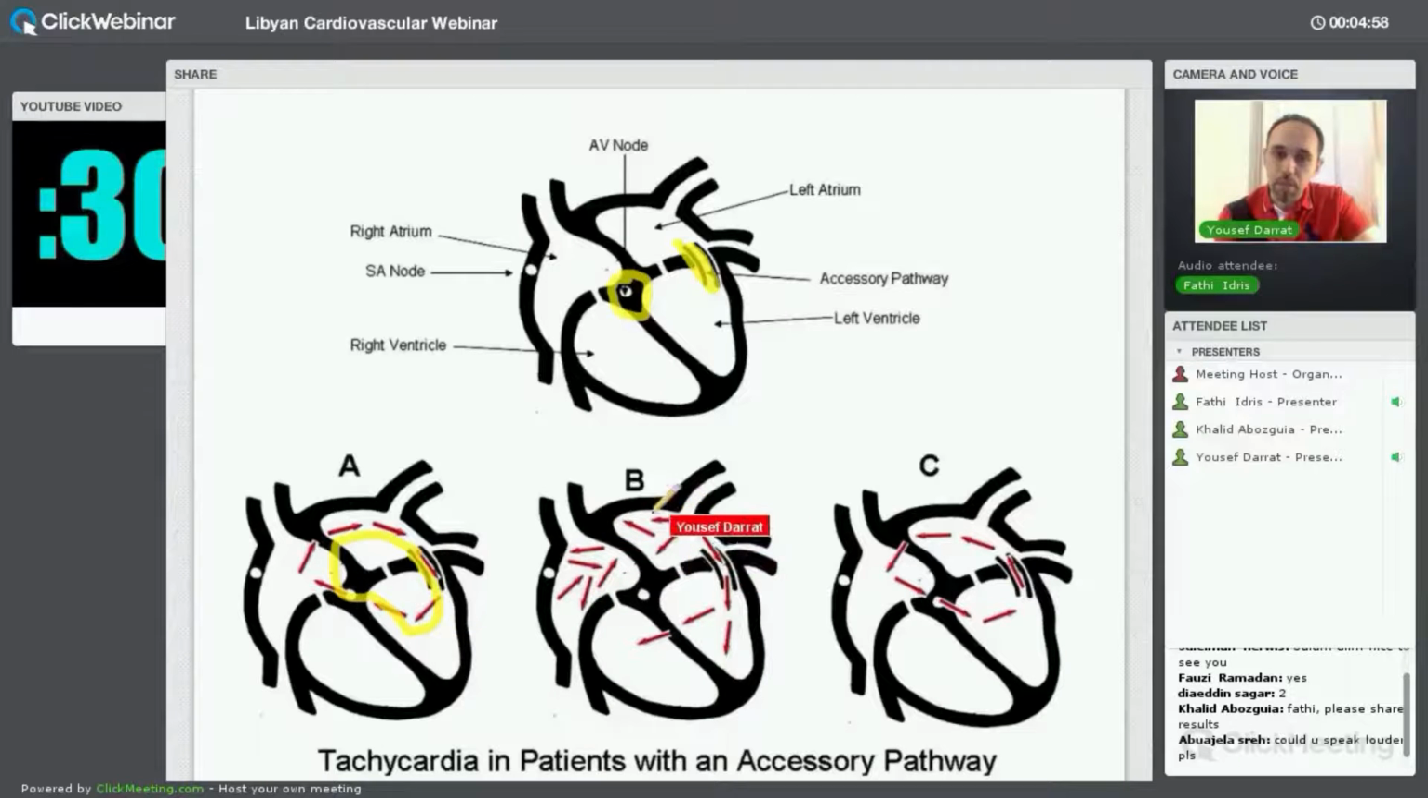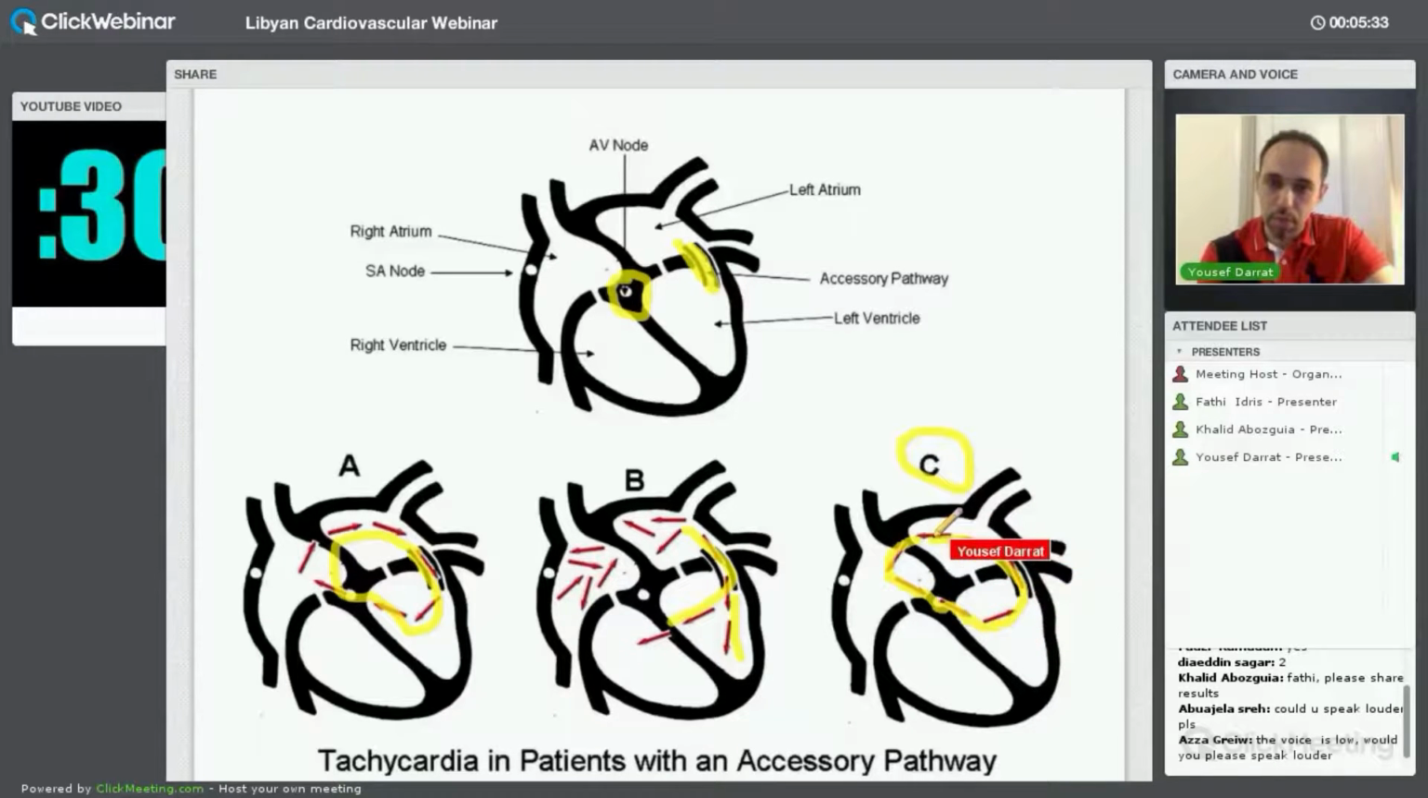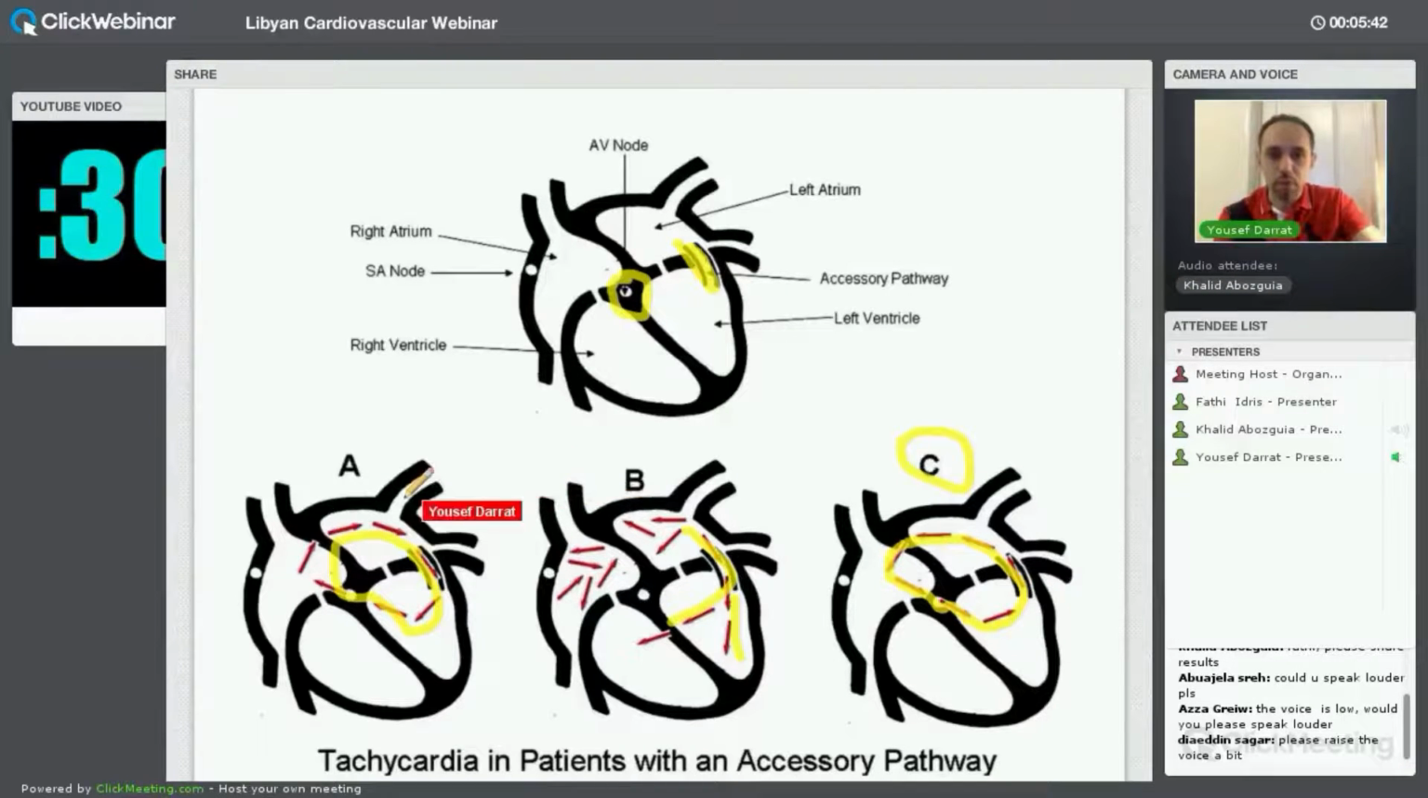The other example is pre-excited AFib, in which you have atrial fibrillation in the top chamber that can conduct fast through the accessory pathway, and this may lead to sudden cardiac death and ventricular fibrillation in that patient. And then the most common arrhythmia is C: about 80% of all tachycardias in patients with AVRT are orthodromic, in which the beat goes down through the AV node and up the accessory pathway, leading to orthodromic AVRT and a narrow complex tachycardia. So basically, AVRT has different flavors.